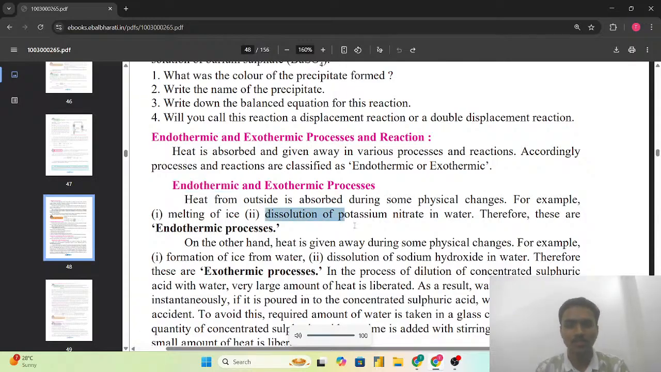Also, another example is the dissolution of potassium nitrate in water. When we put KNO3 powder into water, heat gets absorbed as the potassium nitrate molecules absorb the heat, and that type of process we can also call an endothermic reaction.